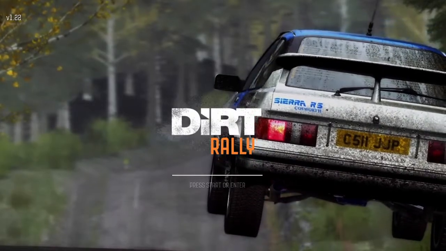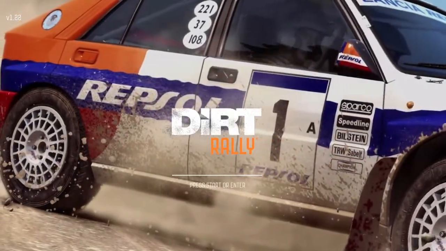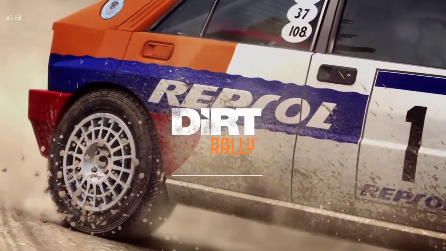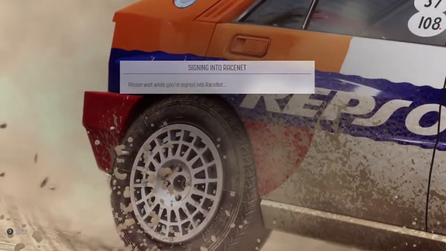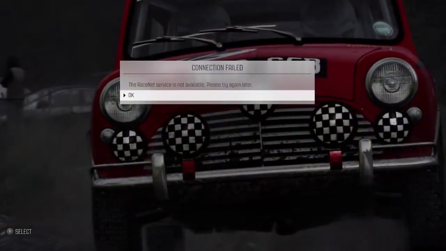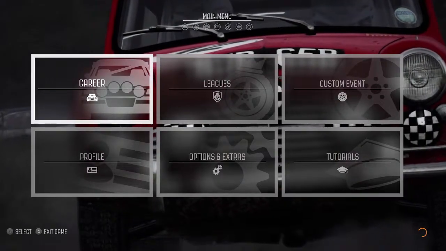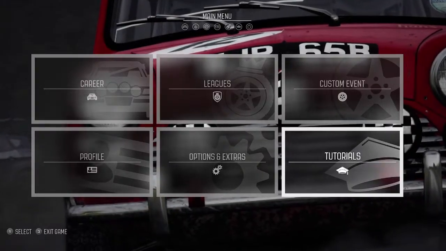Anyway, I am using my driving wheel, so that's why I was thinking of making driving games, because I got this driving wheel that was just sitting there. Anyway, this is DiRT 1, which is no longer available on Steam, but whatever. I do want to go through the tutorials.